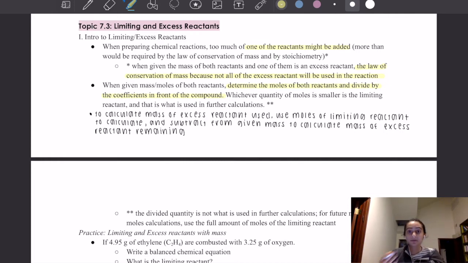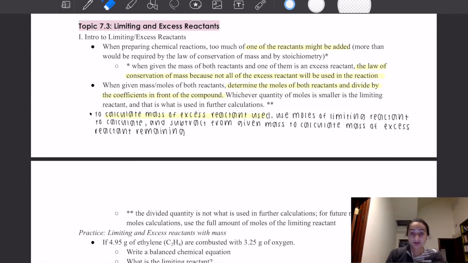So once you figure out which reactant is limiting and which one is excess, you are only going to use the limiting reactant for all of your future calculations. And that includes when you are calculating the mass of the excess reactant used, if your problem asks for that. So when you are asked to calculate that, you are going to use the moles of your limiting reactant and basically do stoichiometry, calculate the mass of your excess reactant that would be used, and then just subtract that from the given mass, and you will get the amount remaining.